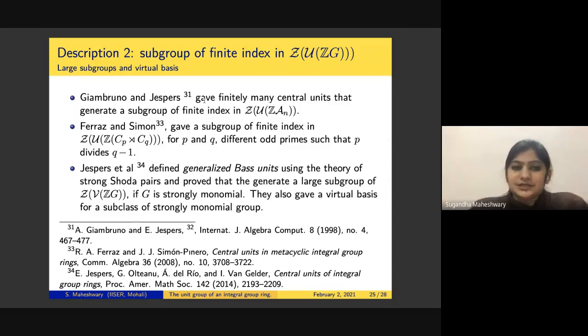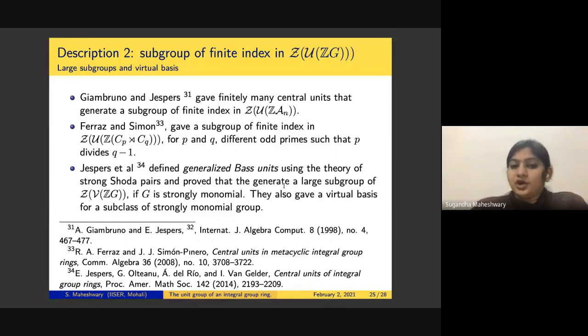The work has been taken up in this direction, and in the last one that you see on the screen, the third one, for strongly monomial groups, generalized Bass units were defined. These generalized Bass units use Bass units as well as the concept of strong Shoda pairs, which is meant for strongly monomial groups. With that, they define generalized Bass units. And if G is a strongly monomial group, in that case these generalized Bass units generate a subgroup of finite index in the center of the unit group of ZG, right?